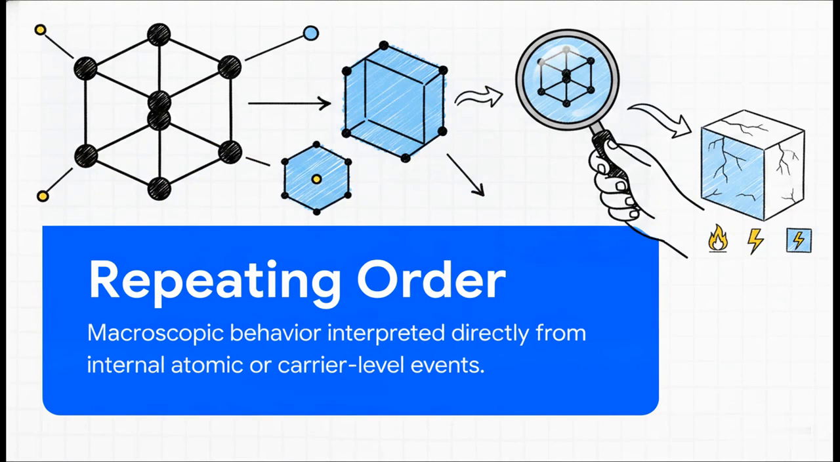Okay, so let's lay down the foundation. What exactly is repeating order and long-range structure? Well, it's this foundational idea that the macroscopic behavior of a solid, how it stretches, how it conducts electricity, how it handles heat, can be interpreted directly from what is happening internally at the atomic or carrier level. This is a massive shift in how we learn physics.